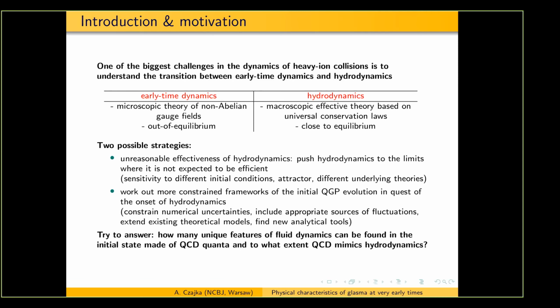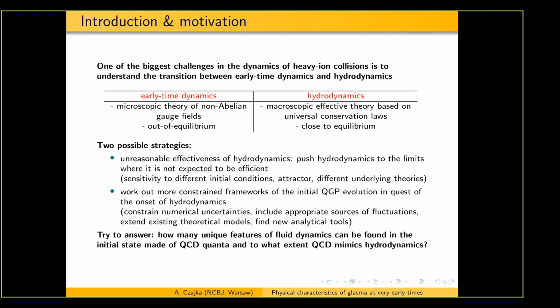And of course, it boils down to constraining numerical uncertainties, including appropriate sources of fluctuations, and extending existing theoretical models, which is important because it seems that at the beginning there are many approximations that are used. So we need to relax them in the era of measurement precision and theory precision, and of course find new analytical tools.